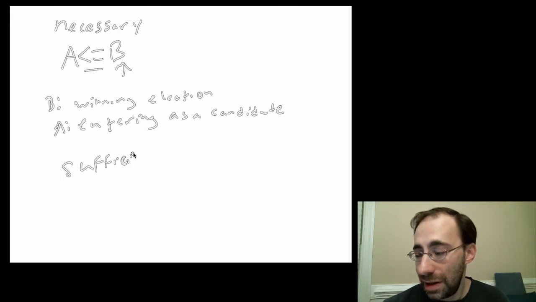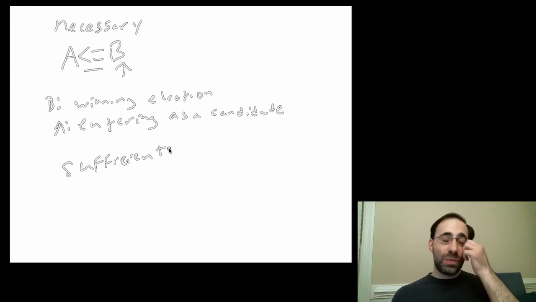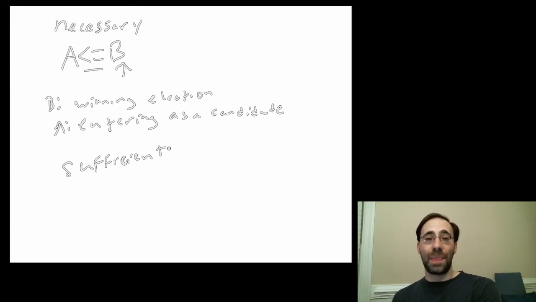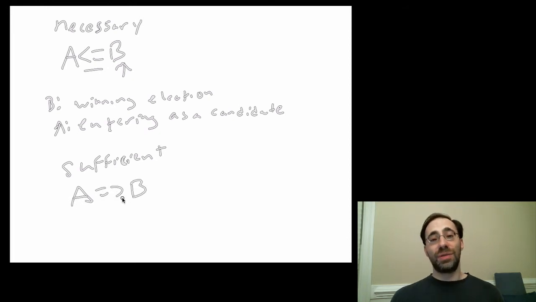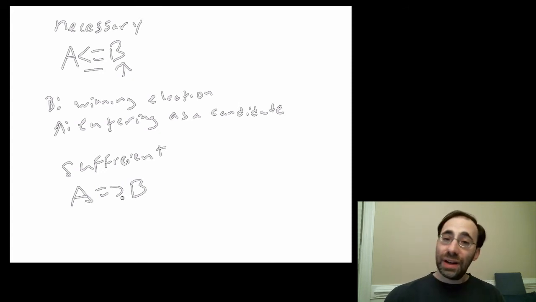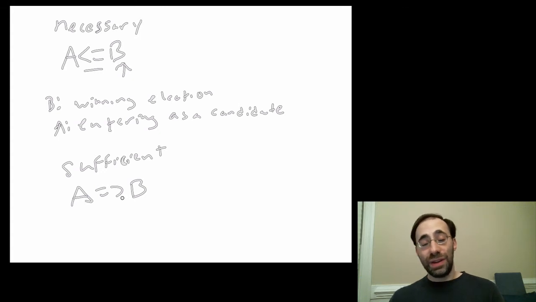What's sufficient? A sufficient condition is one that is enough to cause something to happen, but doesn't necessarily always have to happen to cause it to happen. So for instance, if A is sufficient to cause B, then if A happens, B happens. That's why we say A implies B. If A happens, then B happens. A causes B, A is sufficient for B to happen. A is a sufficient condition for B to happen. Note, in our example here, A is not sufficient to cause B. Entering an election is not enough to win the election. You might still lose.